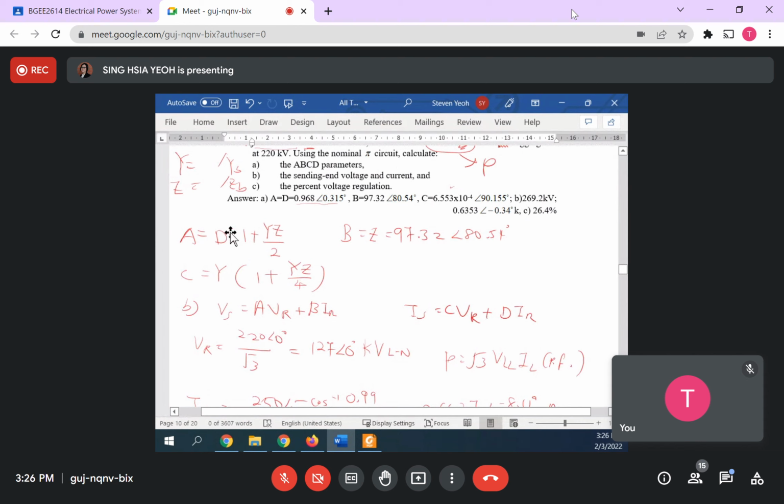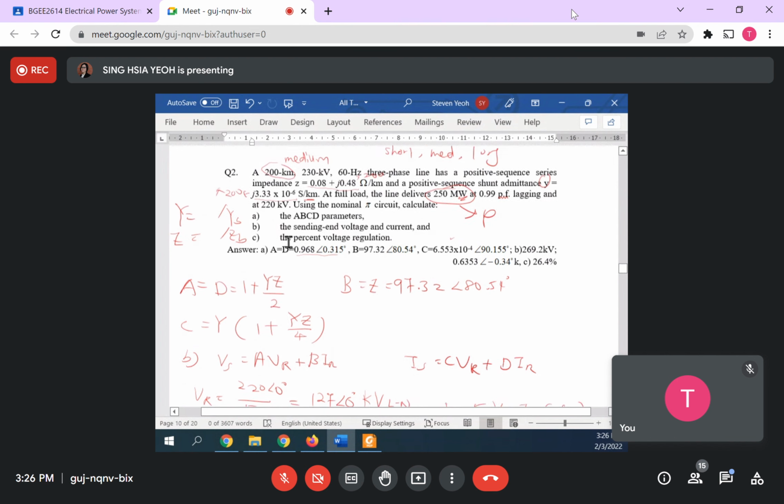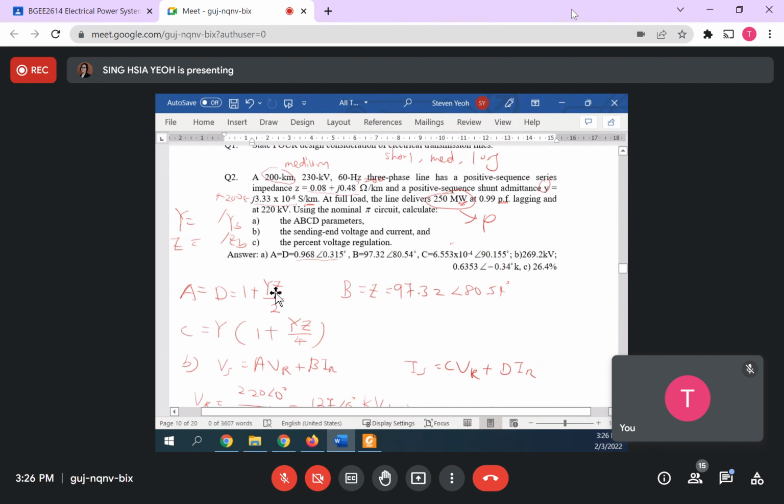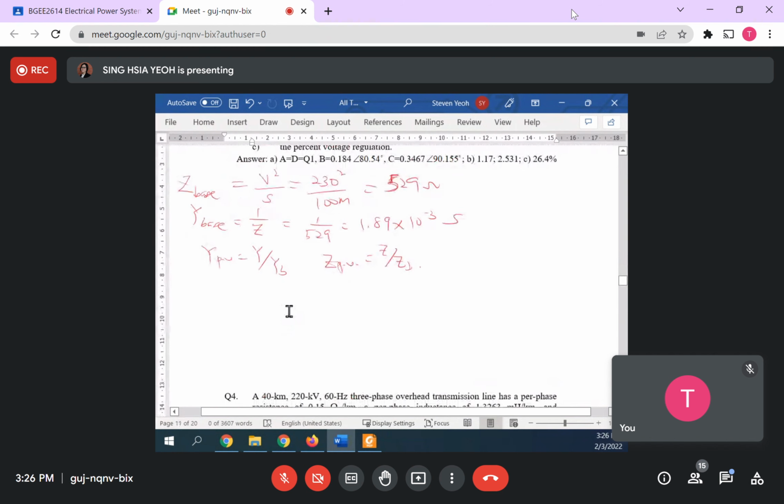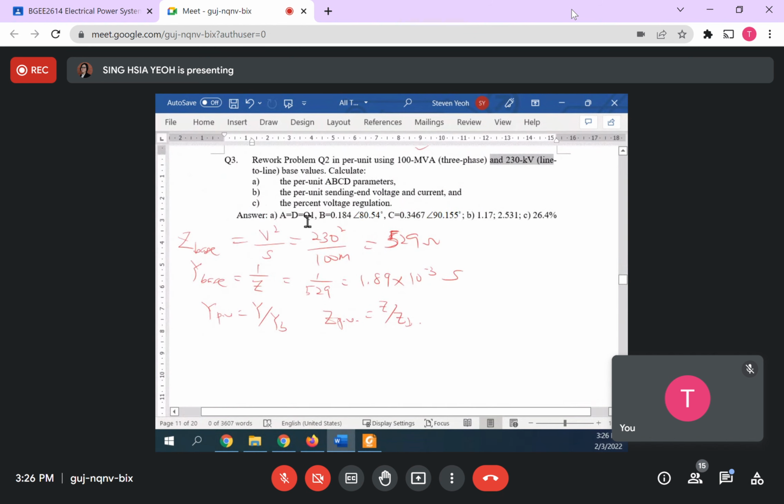But actually the A and D you no need to do because it is already in per unit. Because y is 1 over ohm and z is in ohms, so ohms and 1 over ohm means no unit already. No unit means it is per unit. But of course, if you want to do it also no harm. You are going to get the same answer as in Q1. So B, C, D values you should be able to get. Then part B, the sending end.